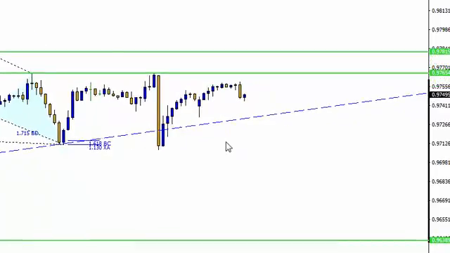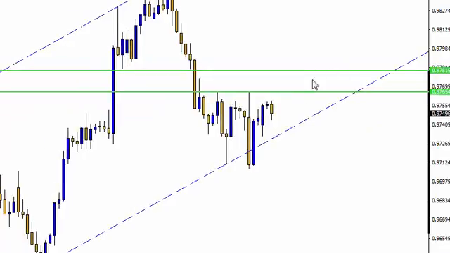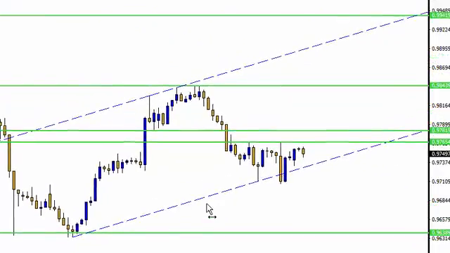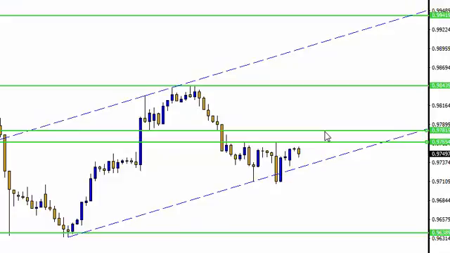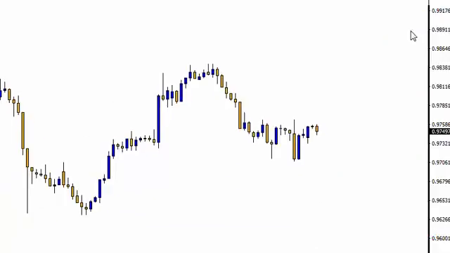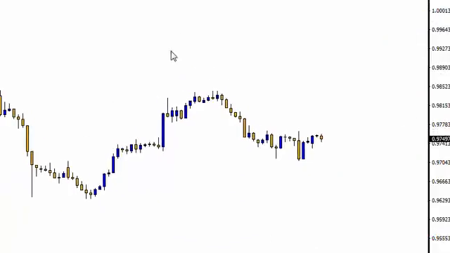This is a 1 hour chart. Let's take a look at the 4 hour chart first. Again, this is the 4 hour chart. As you can see, we had a nice up move. Let's get rid of these lines. It's a new week. You can keep that one. Let's just get rid of it. Okay, so this is how your chart looks on the 4 hour.